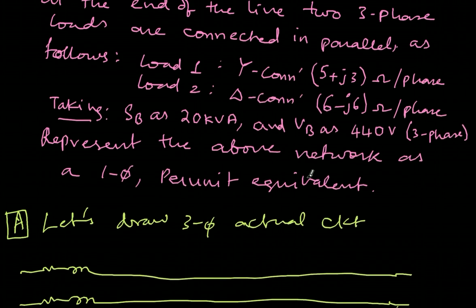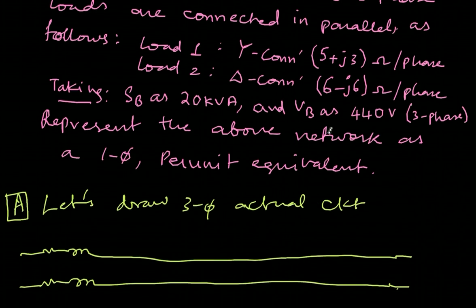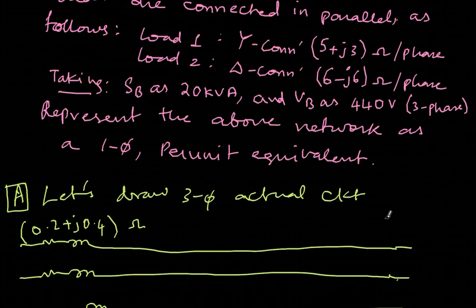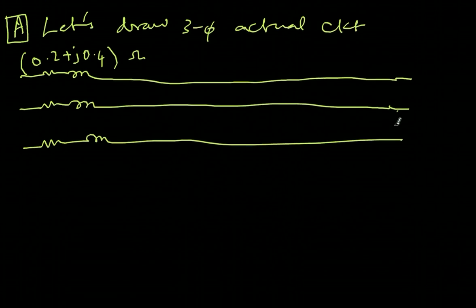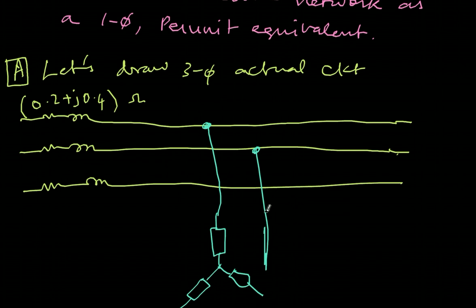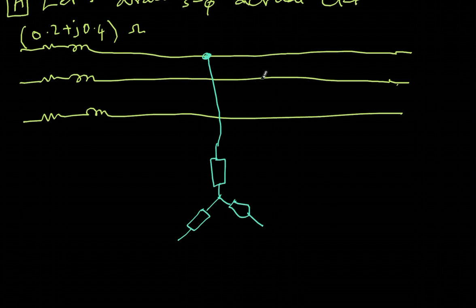If I go up, it is 0.2 plus j0.4 ohms. This is not in per unit, this is actual ohms. Then it has two loads, a star connected load and a delta connected load. So let me draw the loads. The first load is star connected. Let me use a different color. This is a star connected load. I'll connect this one to the first line and this one to the second line, and this one I connect to the third line.